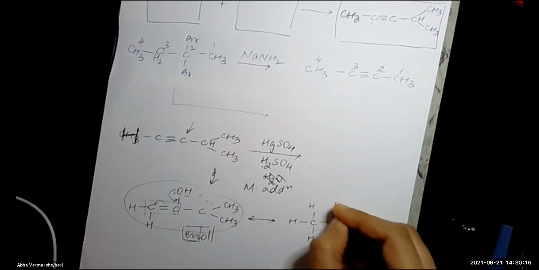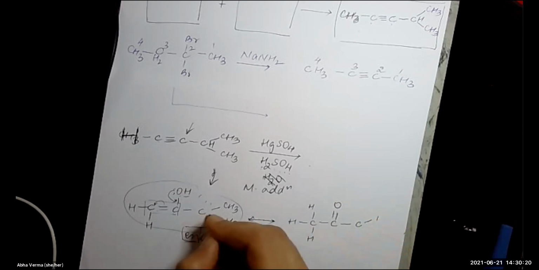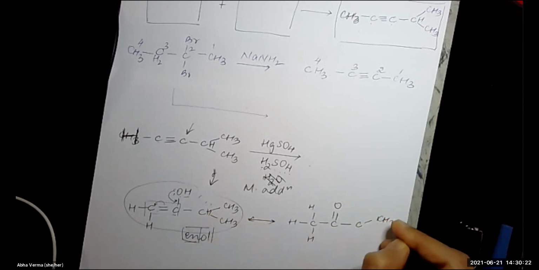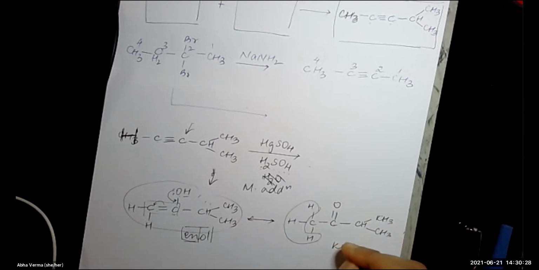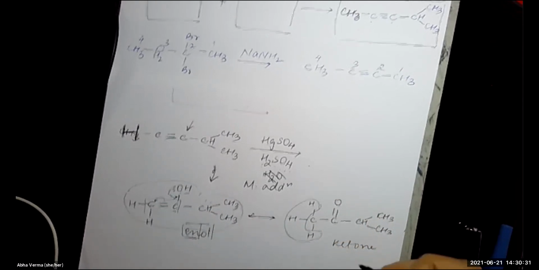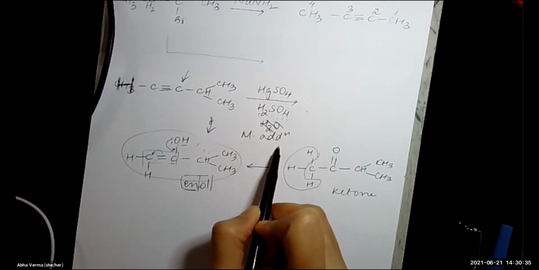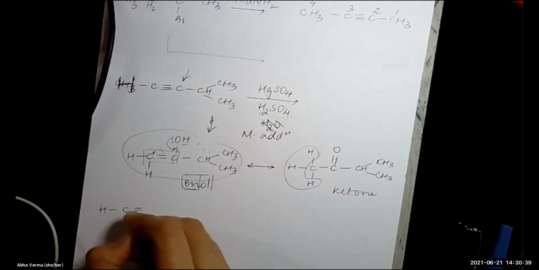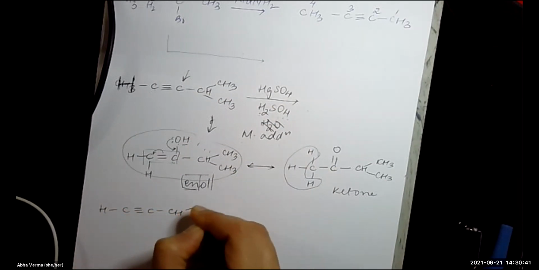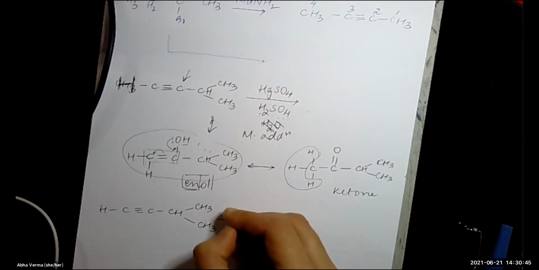A double bond oxygen will occur. CH, CH3, CH3. What functional group is this? It is a ketone functional group. In a similar manner, if you want to do an anti-Markovnikov addition to this reagent, what is the reagent that we must add?